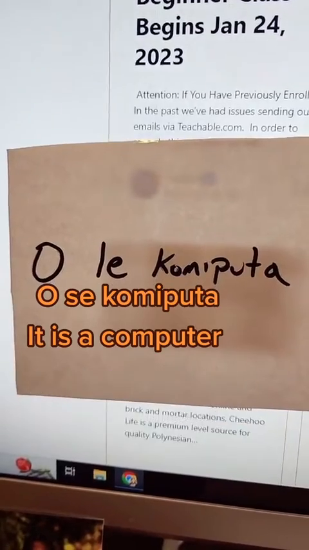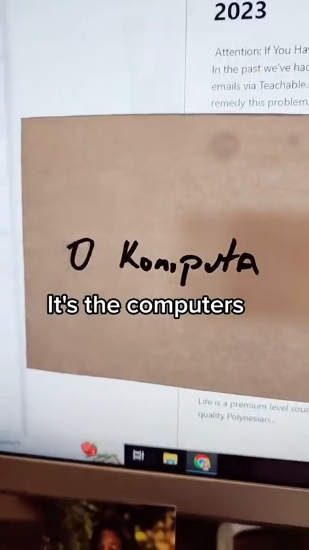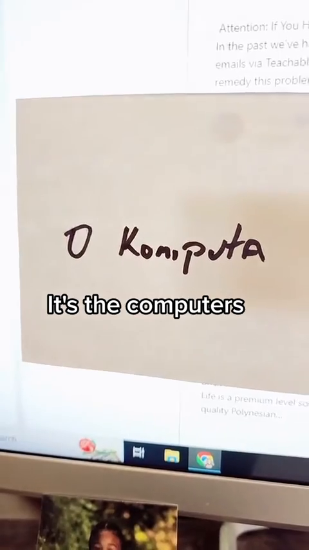O la'u komiputa. If there's no limiter in front of the noun, then it makes it plural. Computers. It's the computers. We'll get into some other concepts in class.